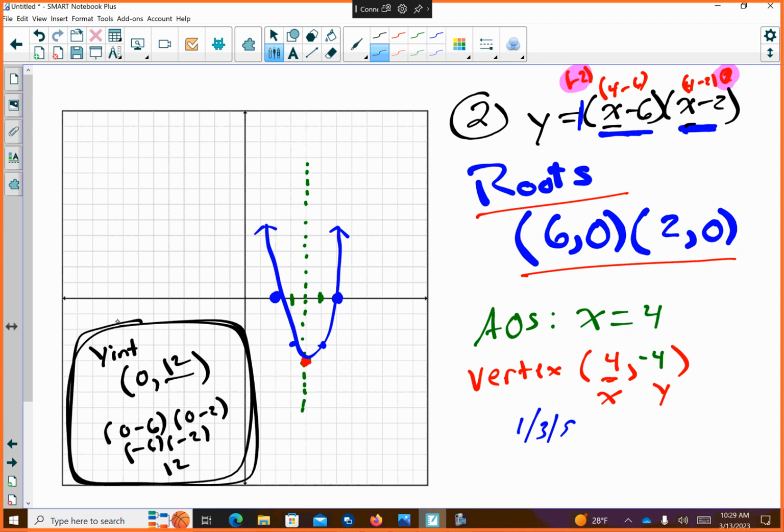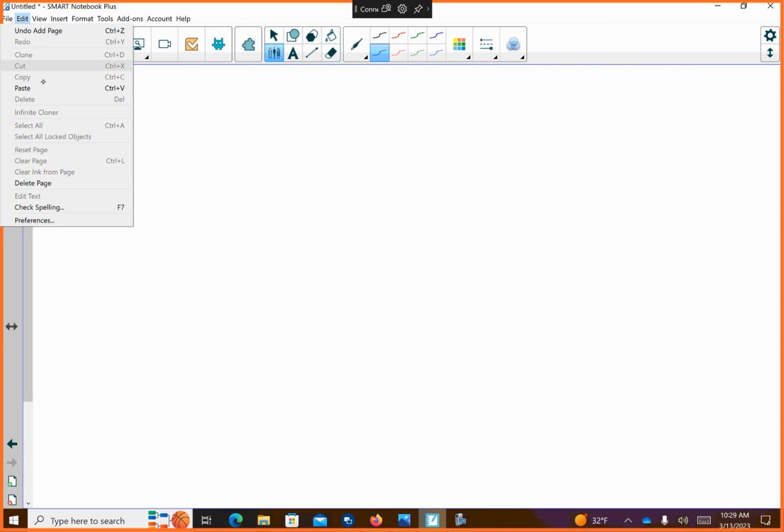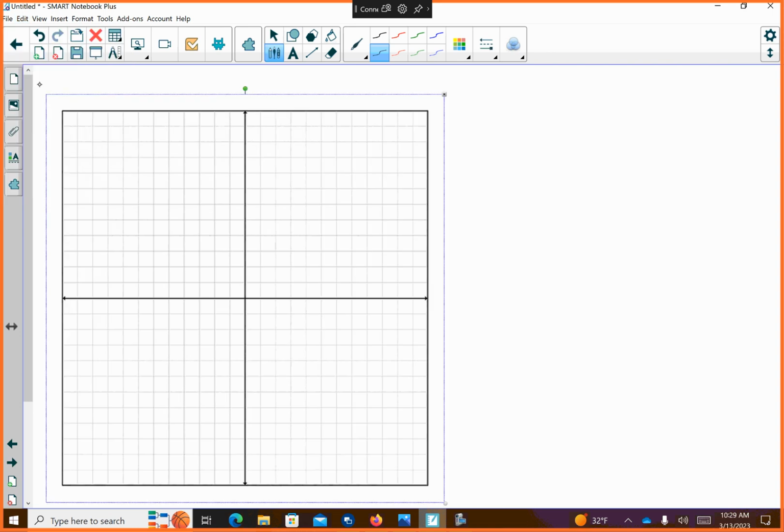Are we ready to go to problem number 3? Problem number 3 is set up as this. My friends, this one did not find us the roots. This one did not find us the vertex right off the bat. So what do we have to do?